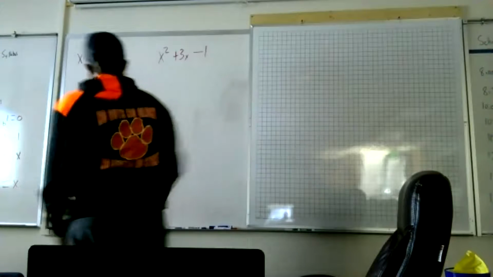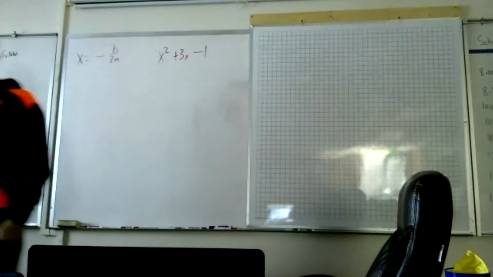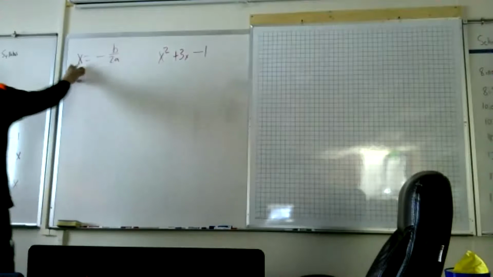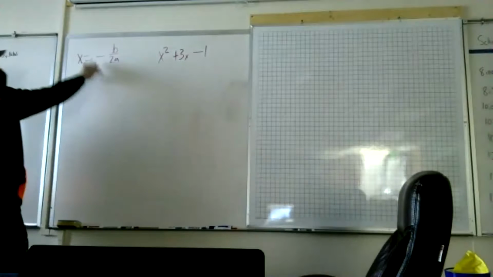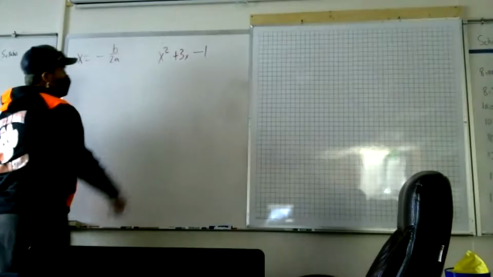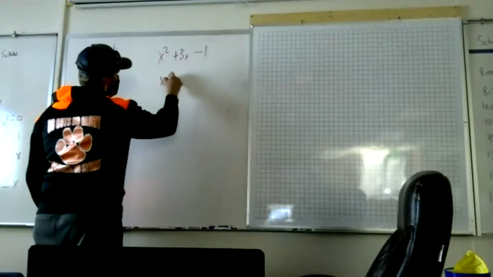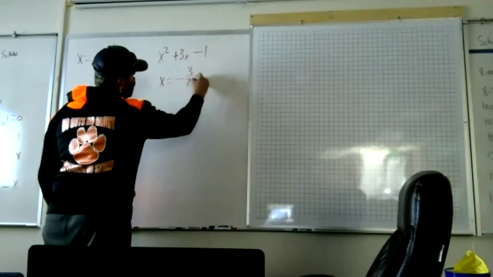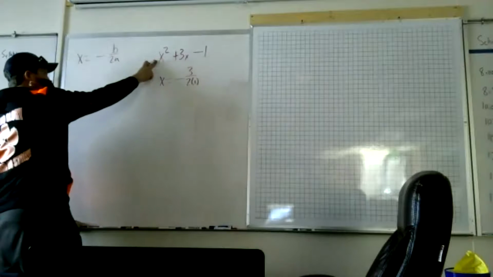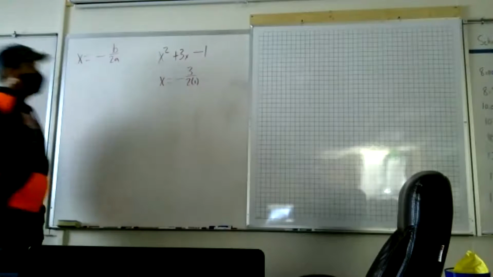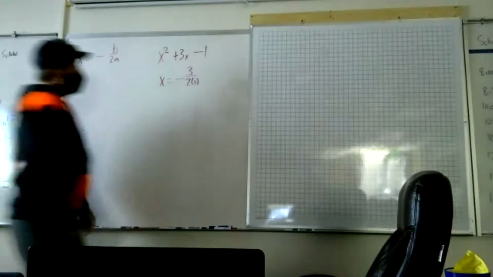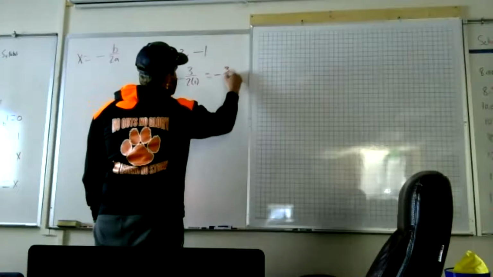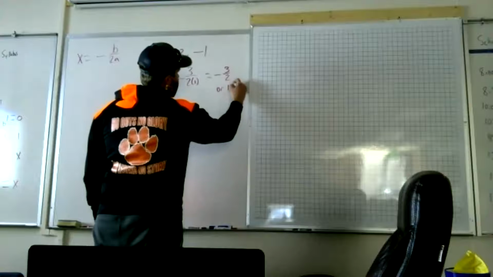Minus 1. The first step to graphing these is to find the location of the x value of the vertex and your axis of symmetry. So you're going to run it through negative b over 2a. So x is equal to negative 3 over 2 times 1. My value of a is 1, my value of b is 3, so this comes out to negative 3/2 or negative 1.5.